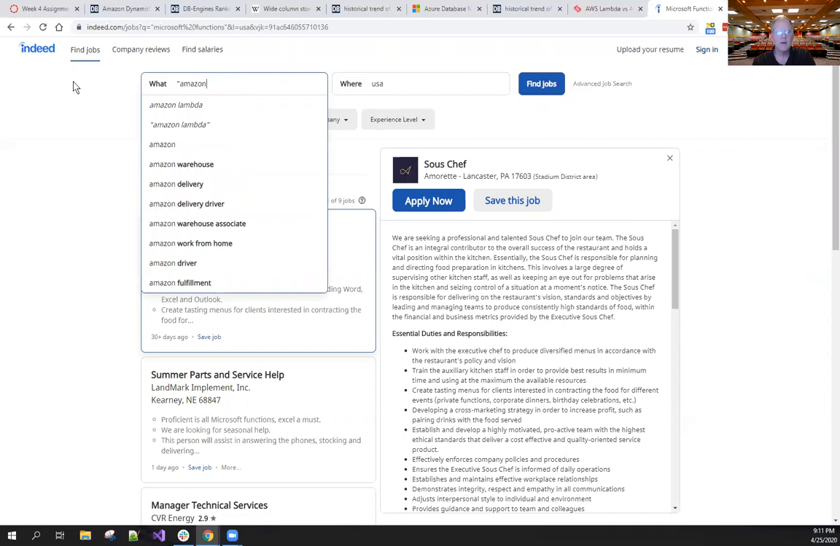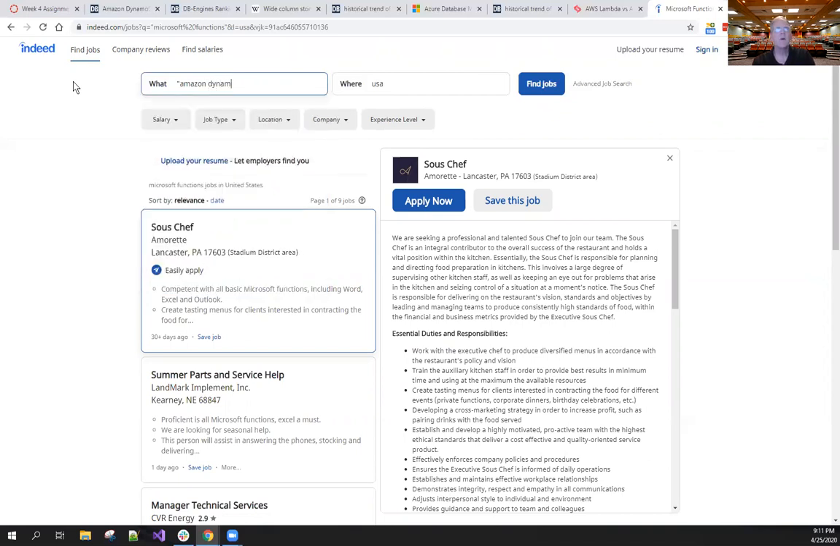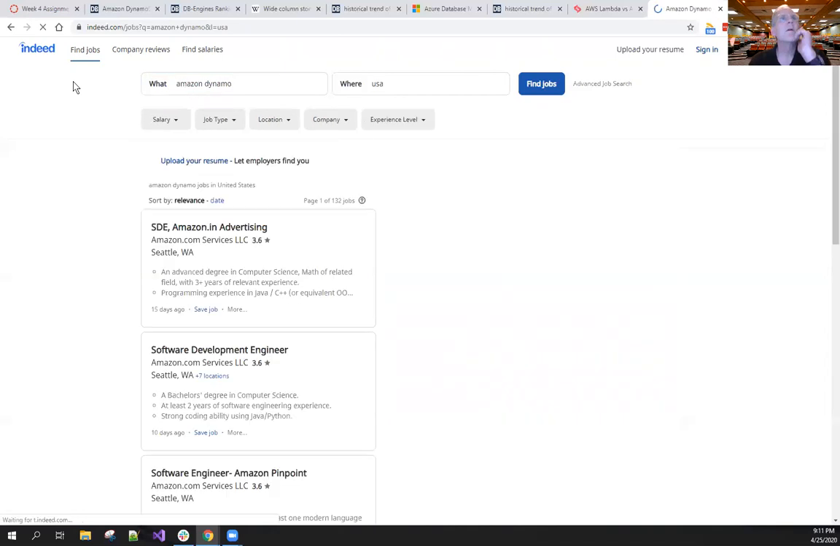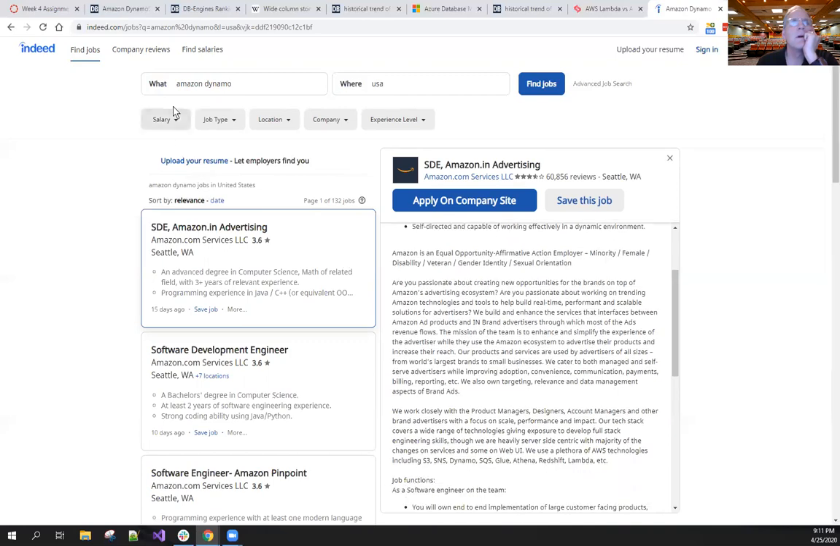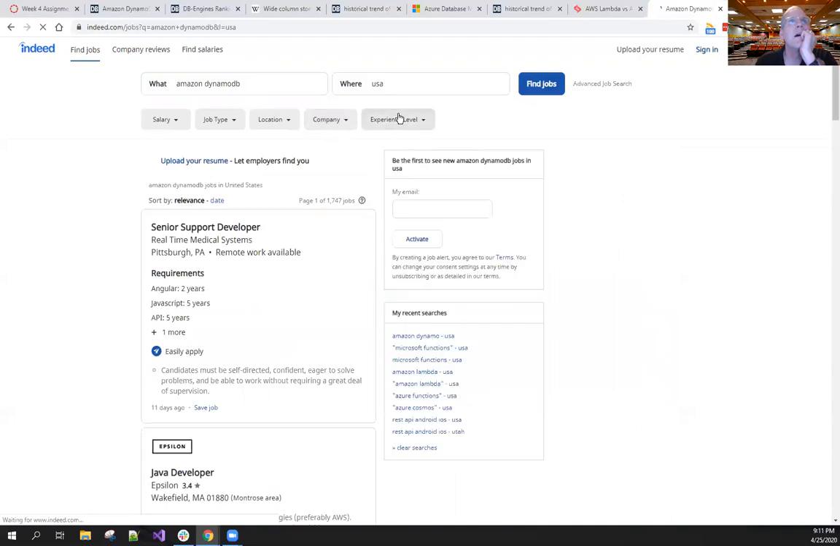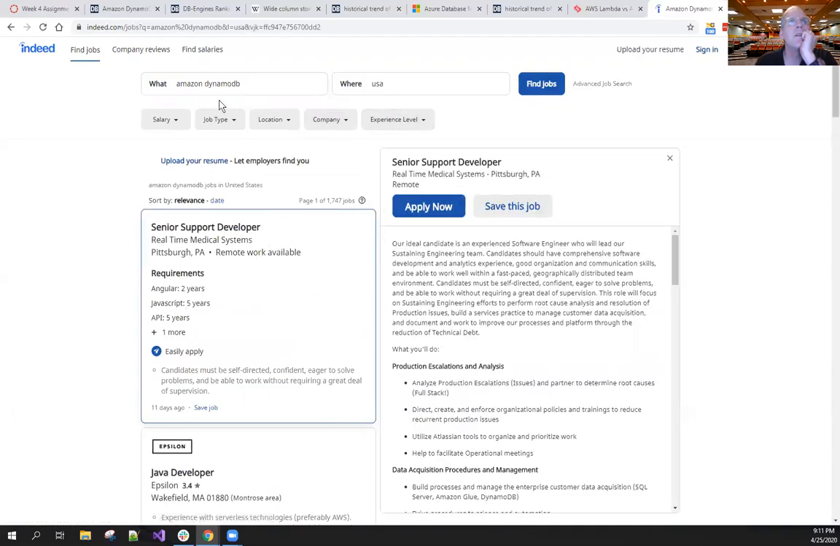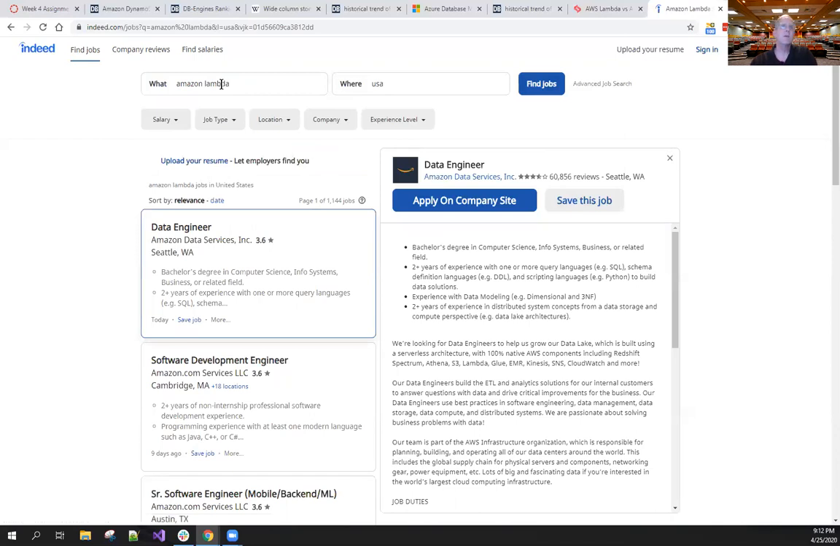See, Amazon, what was the other one? Dynamo? Aren't there two jobs at Dynamo? Let's run the DB there just to see. See, I just added this DB right there and picked up 1,747. Your Lambda. 1,100.